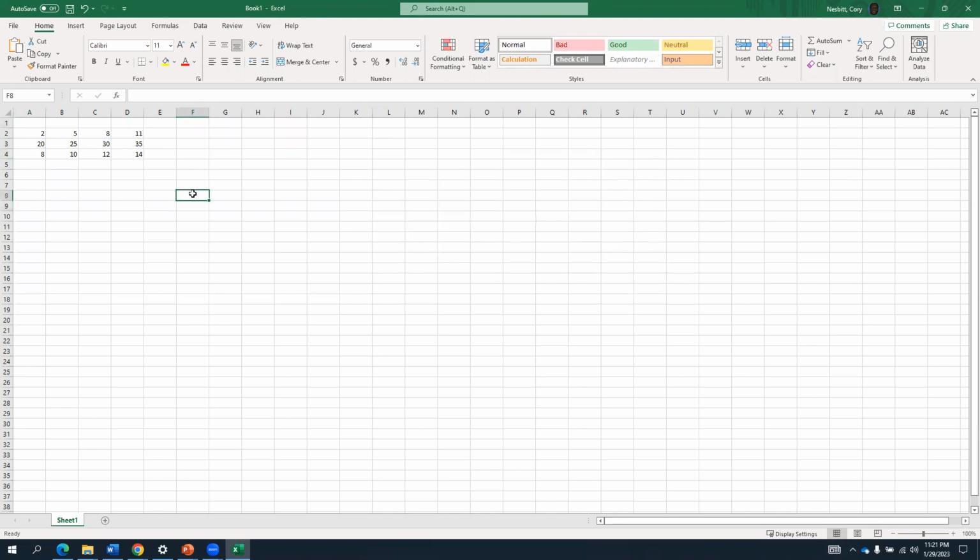All right, in cell F8, cell F8 is going to be equal, it says B2 plus C2. And it says to hold that constant. So it would be 13.